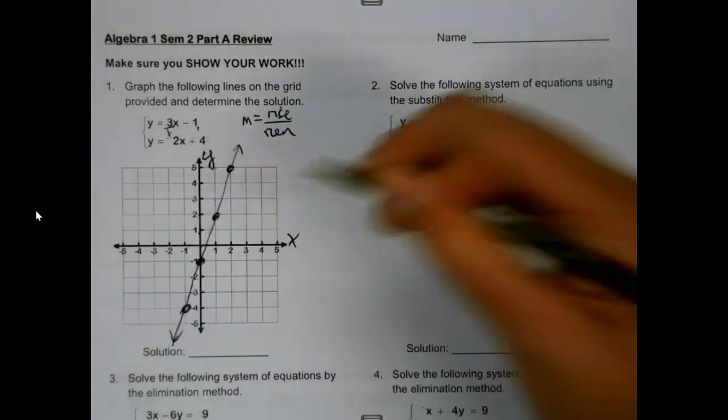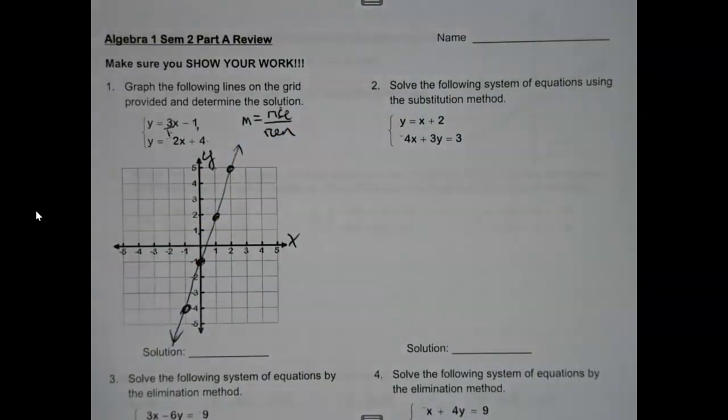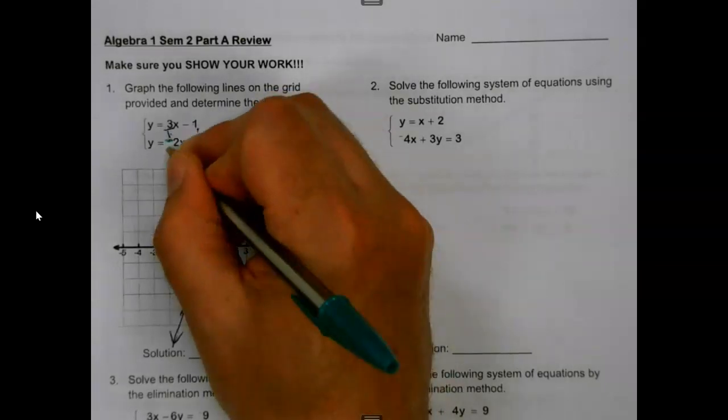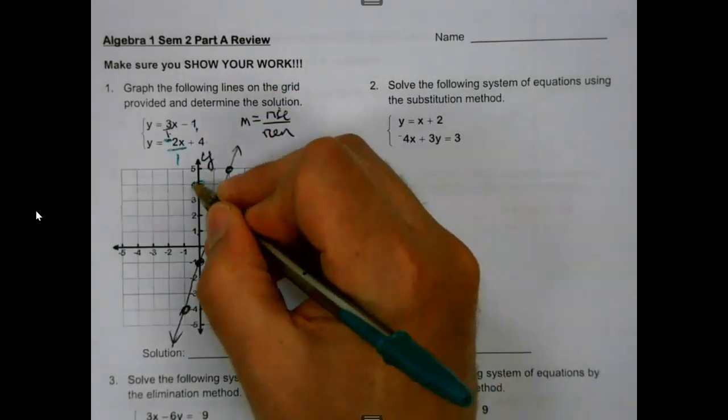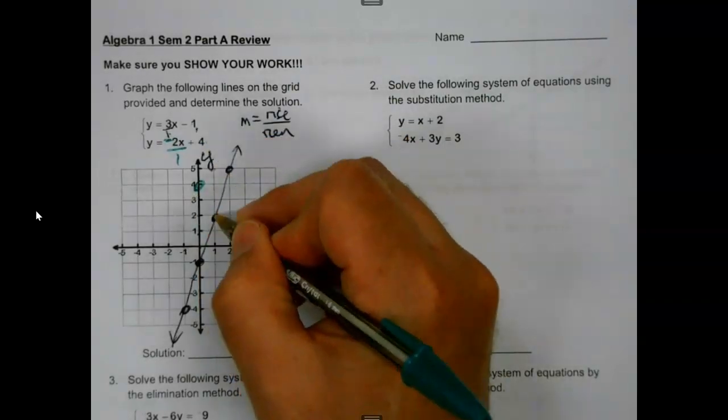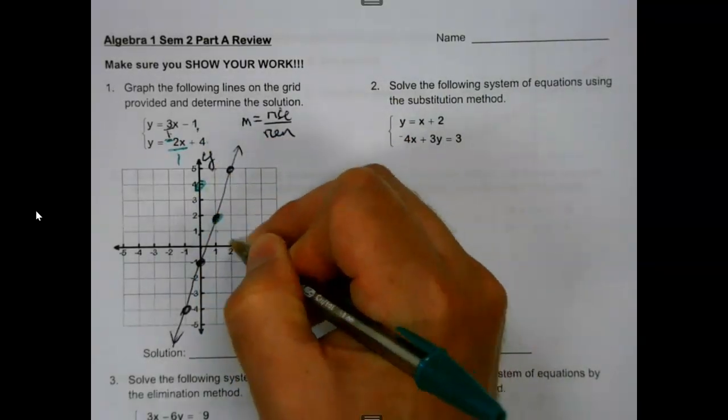First one ready. And then we play the same game on the second one. We look and we go, okay, that is a negative in front of the 2, by the way. So +4 for my intercept. We're going to go down 2, right 1. Hey, down 2 and right 1.